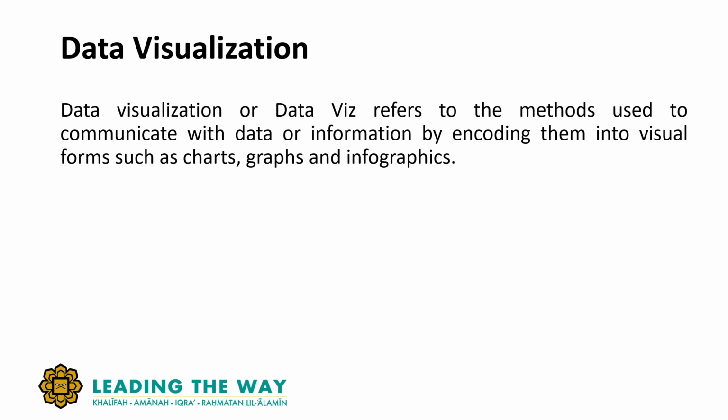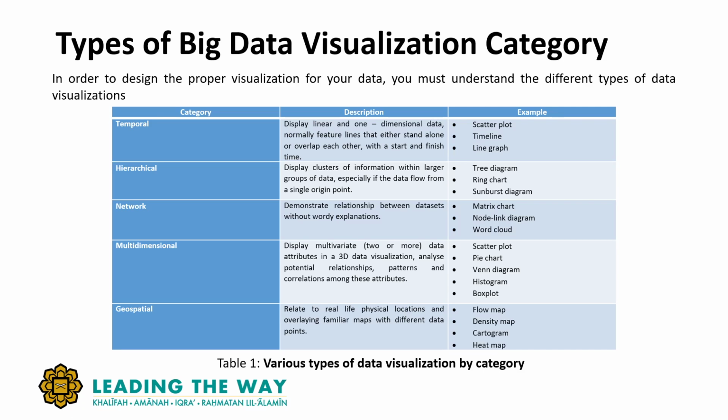scripting languages such as Python. Data visualization refers to the methods that we use to communicate data or information by encoding it into visual forms such as charts, graphs, and infographics. So these are examples of types of big data.